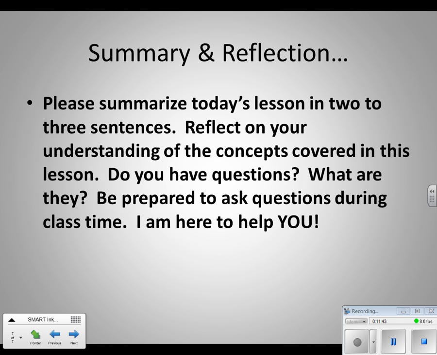At this point in your notes, I want you to summarize the notes and reflect on the notes. So please summarize today's lesson in 2 to 3 sentences. So go back and look at the key things we talked about. Reflect your understanding of the concepts covered in this lesson. Do you have any questions? Write those down. What are they? Be prepared to ask questions during class time. Remember, I'm here to help you.